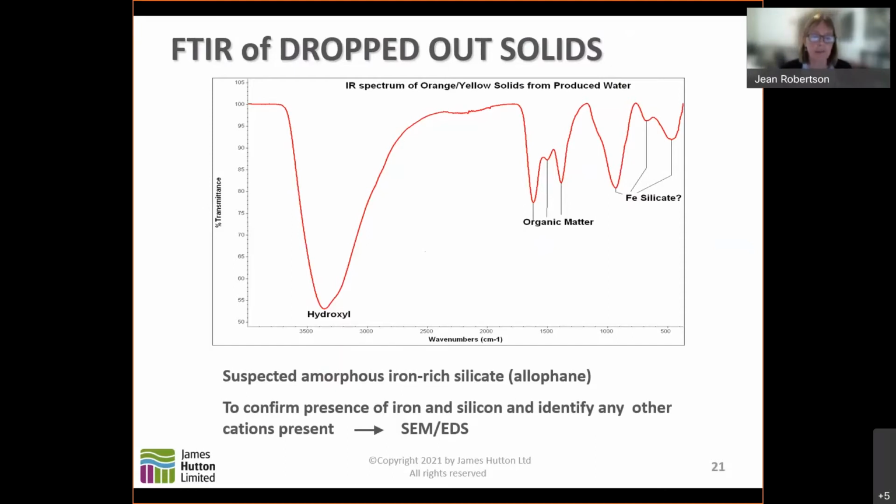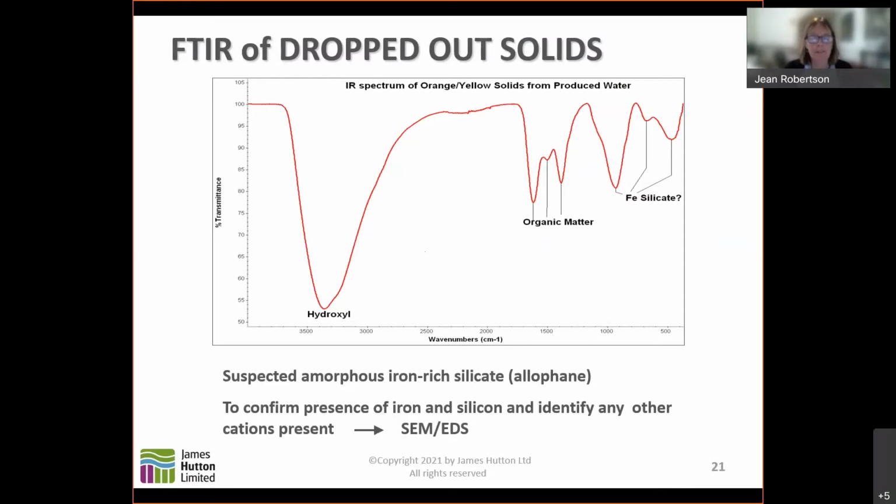So in this particular case, what we see is that the spectrum is dominated by hydroxyl bands, so there's sort of strong hydration present. We can identify that there's some organic matter there, but the other inorganic bands which appear to be there would be consistent with an amorphous silicate, and probably iron rich. Now, we can't be completely sure because bands around about the area where you get the SiO stretching for the silicate can also be carbon oxygen or phosphorus oxygen.